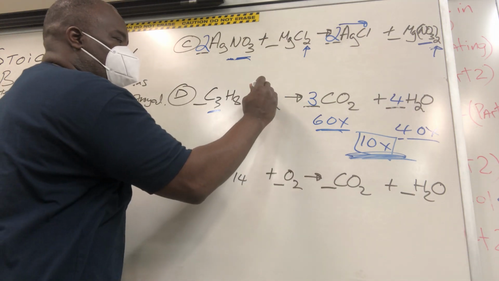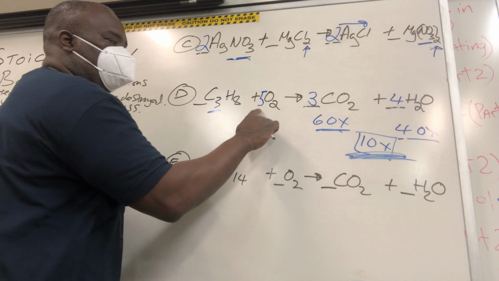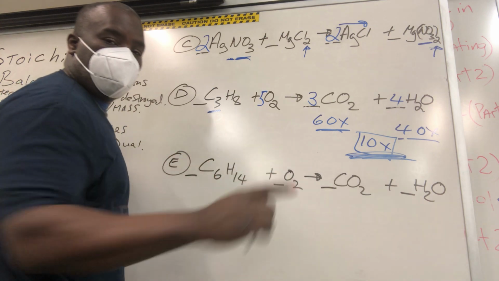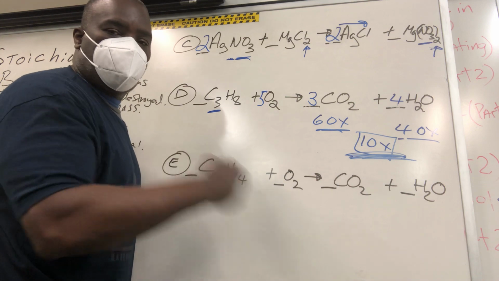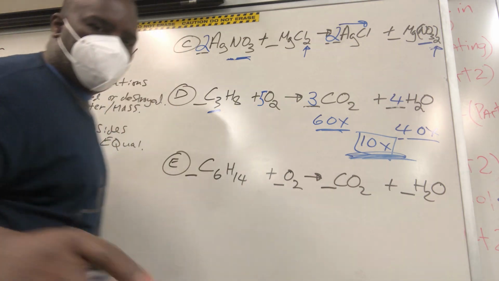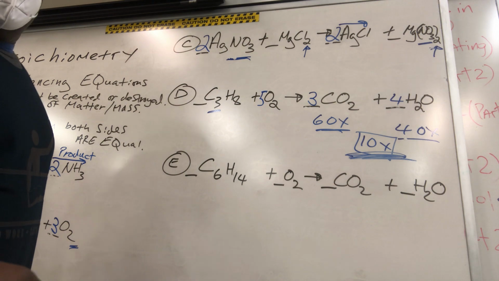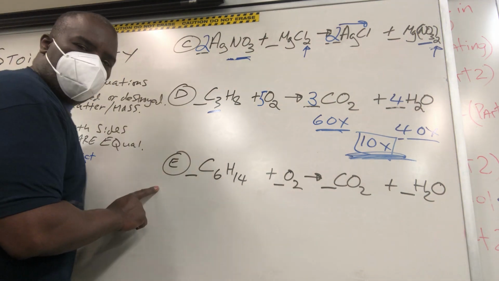Okay, we're gonna put a coefficient of 5 in front of this guy. 5 times 2 is 10. You're good to go. You check it again, no problem. The carbons, the hydrogens, the oxygens are okay. Excellent, you move on. Okay, get this guy right here.